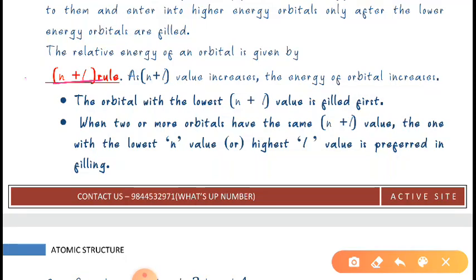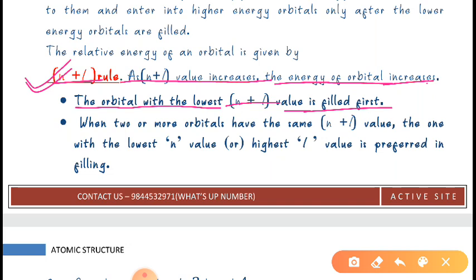The above principle is based on the n plus l rule. As the n plus l value increases, the energy of the orbital also increases. If the n plus l value is more, then the energy of that orbital will also be more. The orbital with the lowest n plus l value is filled first, meaning those orbitals whose n plus l value is less will be filled first. When we do the electronic configuration, we will see that the one with the lesser value of n plus l will be filled first.